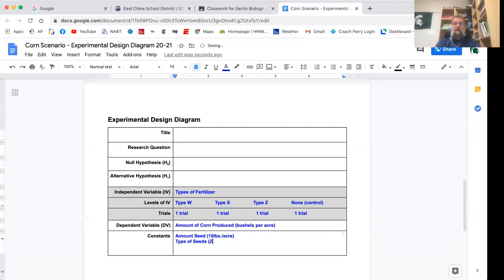Not only the amount of seeds, but the type of seeds is going to be kept the same. This is going to be Zea maize, which is the bicolor corn. The amount of fertilizer is being kept consistent, which is going to be 100 pounds per acre. And I'm just pulling this from the reading above.